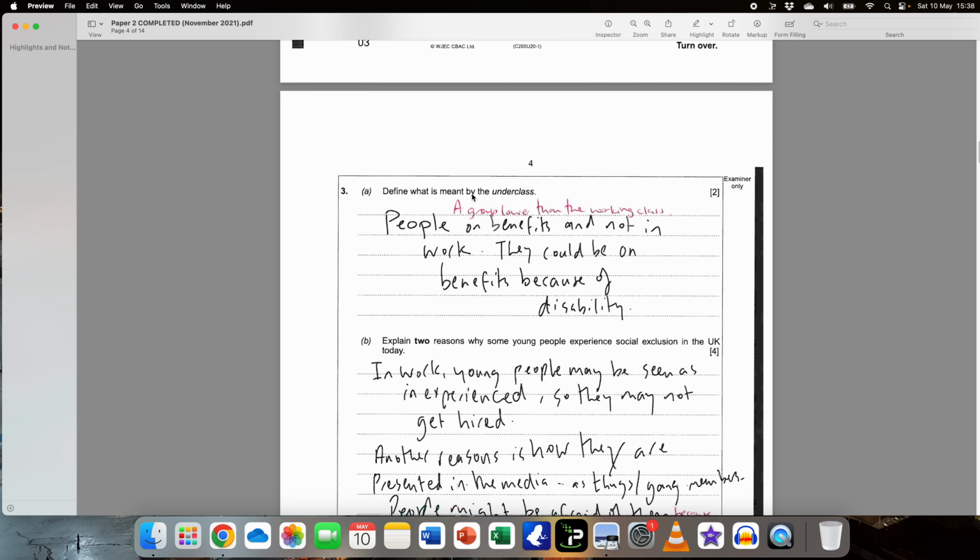Next question. What is meant by the underclass? This was not in the revision booklet that I gave you. As I said to the people in the class, it's a group lower than the working class. We tend to say they are people on benefits and not in work. That will get you one mark. If you're going to say that on benefits and not in work, your second mark logically has to be, okay, why? Well, they could be on benefits because of disability. That will get you two marks.